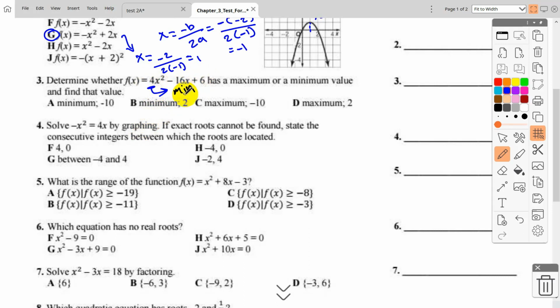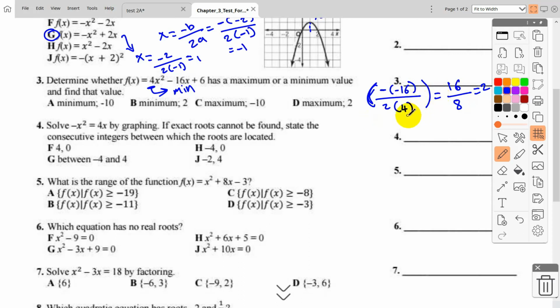But what about this value? In order to find this value, we will find the y coordinate of the vertex. But first, we will find the x coordinate. x equals negative b over 2a. Negative b is negative 16, so negative 16 over 2a, which is 4. So negative 16, which is positive 16 over 2 times 4, which is 8. 16 over 8 is 2. So the x coordinate is 2, but this is not the answer.